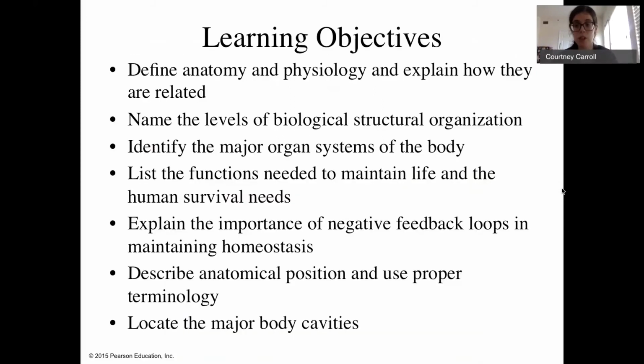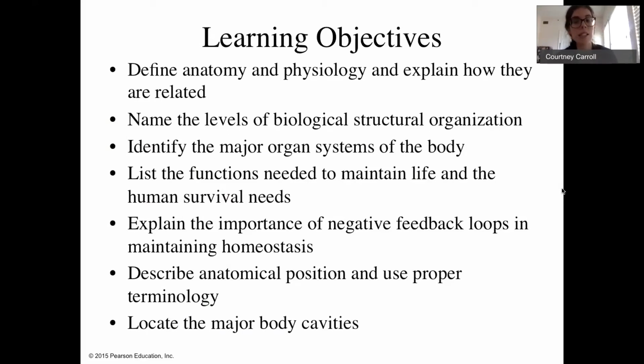So speaking of what you need to know, the learning objectives. Here are the learning objectives for the first chapter. You've got to be able to define anatomy and physiology, explain how they are related to each other. You have to name the levels of biological structural organization and identify organ systems, and then talk about what it means to be alive, what humans need to survive, the importance of negative feedback loops, and then how we maintain homeostasis, what that key term homeostasis means. You also have to be able to describe the body in anatomical position and use proper terminology.